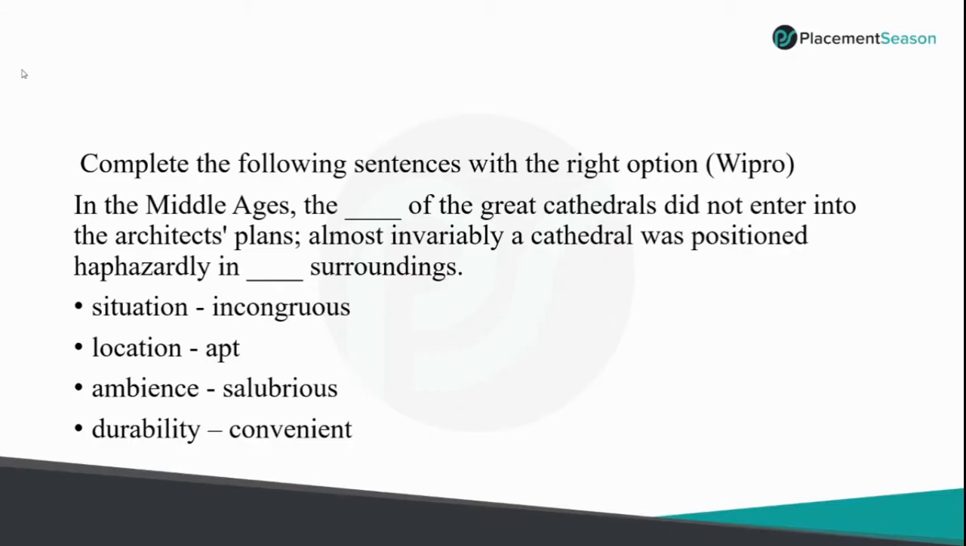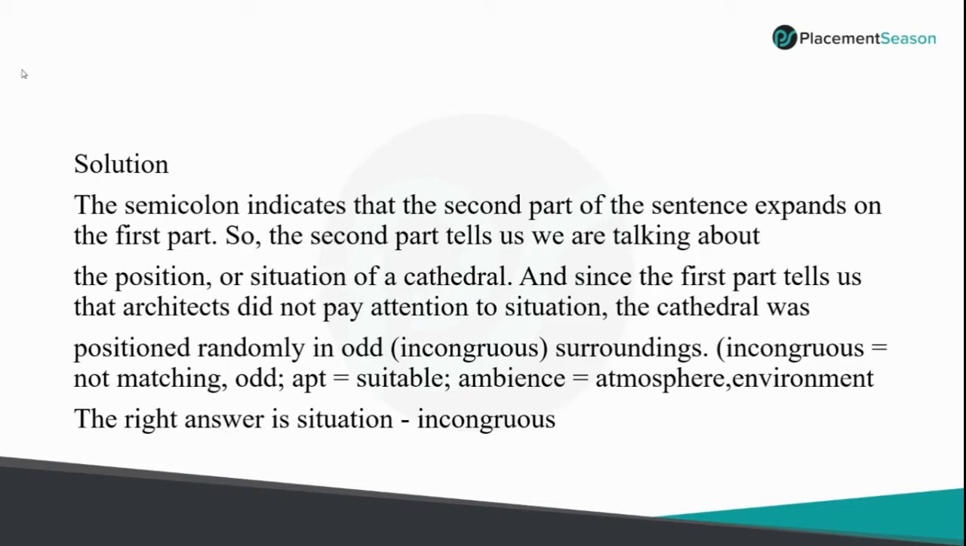In the Middle Ages, the dash of the great cathedrals did not enter into the architect's plan. Almost invariably, a cathedral was positioned haphazardly in dash surroundings. Options: situation, incongruous; location, apt; ambience, salubrious; durability, convenient. So here the semicolon states that the second part of the sentence is supporting the first part. So the second part tells us what we are talking about, the cathedral. Since the first part tells us the architects did not pay attention to the situation, the cathedral was positioned randomly in odd surroundings, not matching.